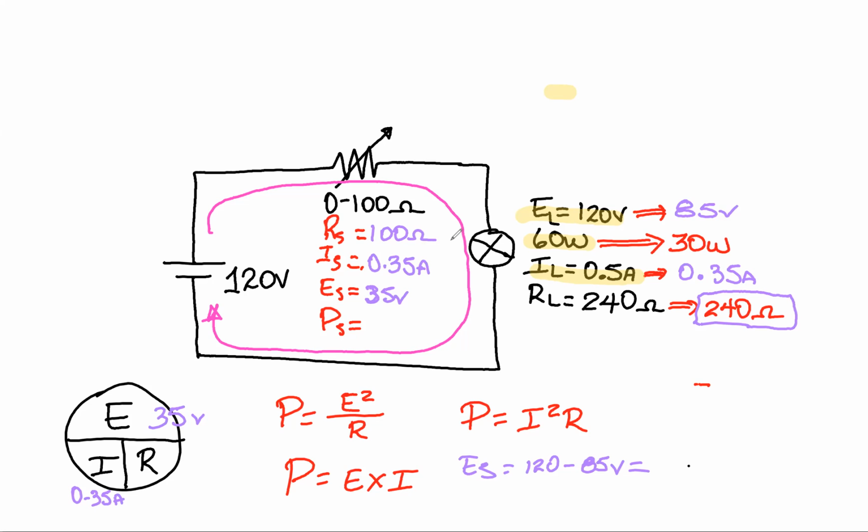Okay, so now the last part. Let's determine power. E is equal to my 35 volts, and I multiply by my 0.35 amps.